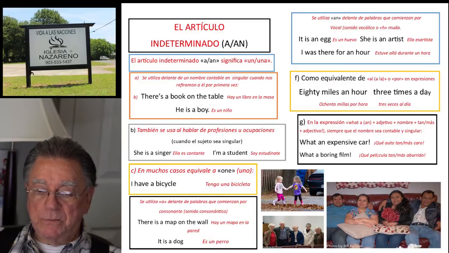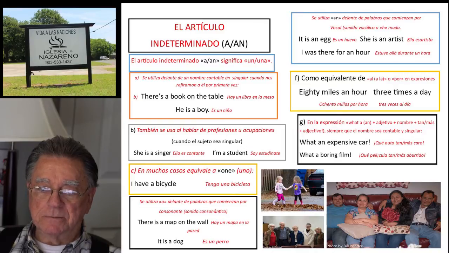Okay, como equivalente de a la or por en expresiones. Two of them. Okay, 80 miles an hour. We use an. 80 miles an hour. Okay, 80 millas por hora. Here we're using por, we put an an in there. 80 miles an hour.